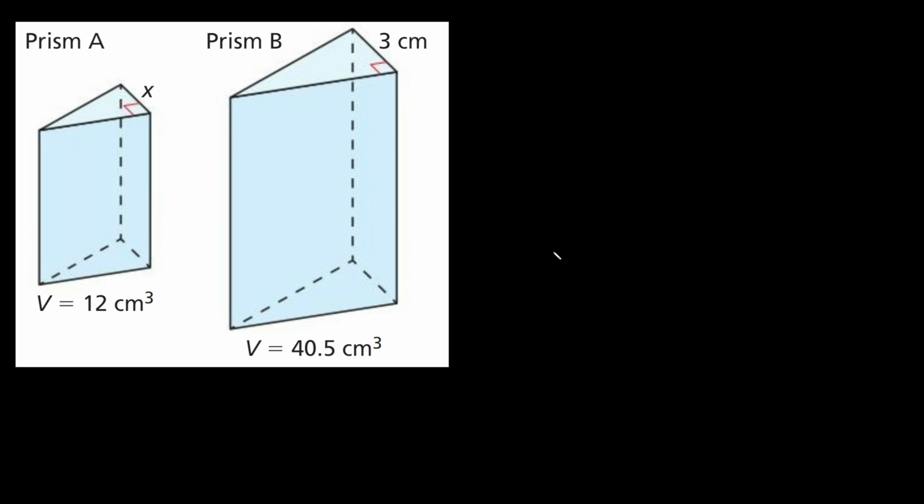So in this video, I'm going to teach you how to find missing dimensions of similar solids when you're given the volume. Okay, so we're going to go over two examples. We're going to start with this prism example, and then we're going to do one with a cylinder.